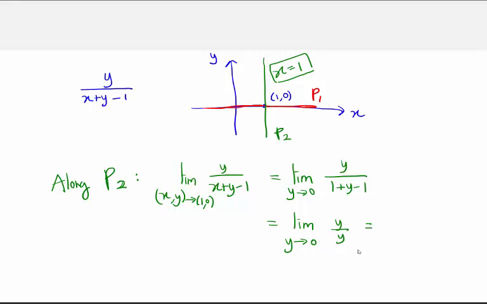Well, we need to simplify this function first before we compute the limit. But after simplification, this is just a constant 1, which is independent of y anyway. Therefore, the limit of a constant 1 is always 1.